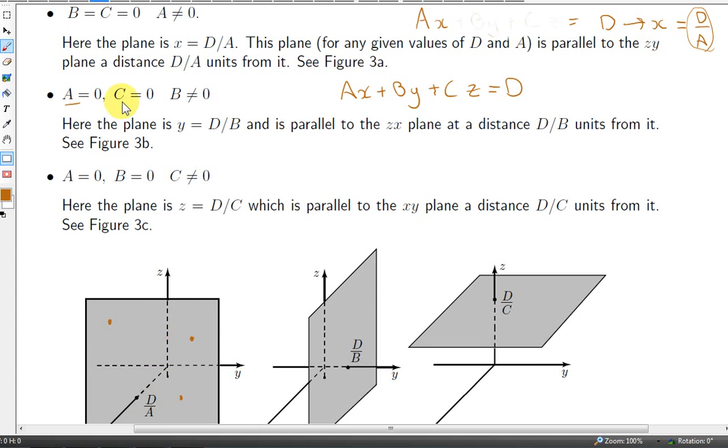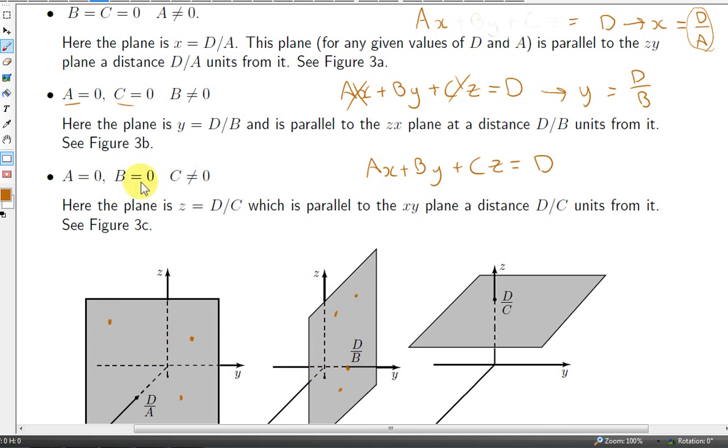Now suppose that both a and c are equal to 0, but b is not 0. So these terms don't appear, so we get y equals d over b. So y is a constant. So all the y values in this plane have the same value, namely the constant, which is d over b. So we're talking about a plane that cuts the y-axis at d over b and is parallel to the xz plane.